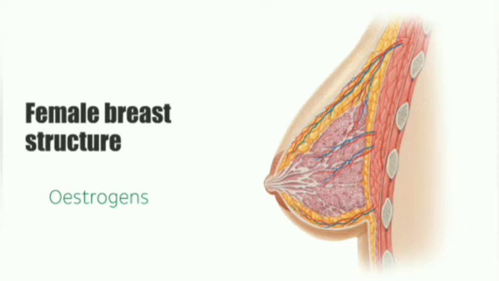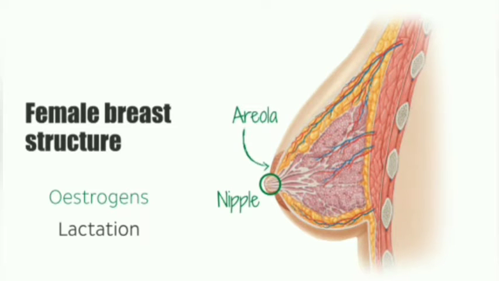One of the main functions of the female breasts is to produce and secrete milk for infants. Milk production by the female breast is known as lactation. Milk is released from the breast via the nipple, which is a small projection of skin in the middle of the breast, usually overlying the fourth intercostal space, which is this space here. The nipple is surrounded by a circular pigmented area known as the areola.